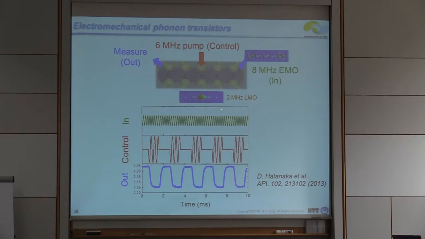So the excited local mode, you can switch off this traveling because of the so-called electromechanically induced transparency. And you can switch it on and off by applying this center pump. So this is something like phonon transistors. Phonon is propagating from the right-hand side to the left-hand side, and by switching on these resonators, you can switch the phonon propagation on and off. So this is a very nice example of such a three-terminal operation.